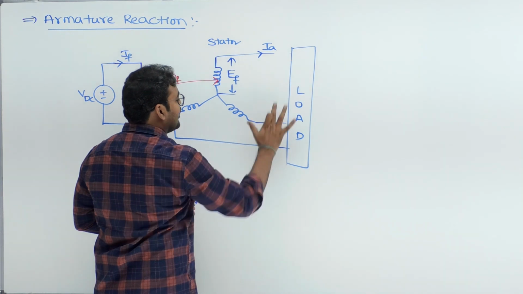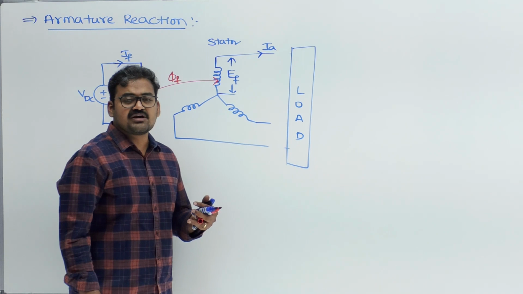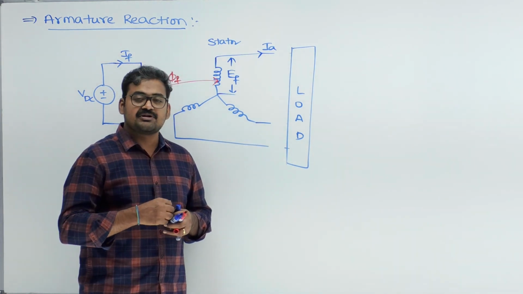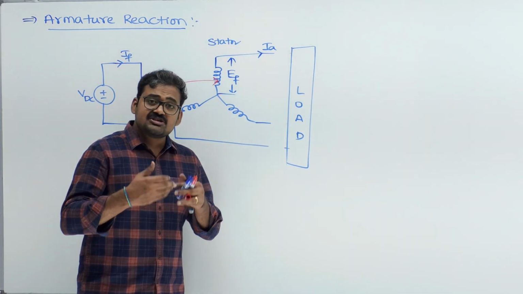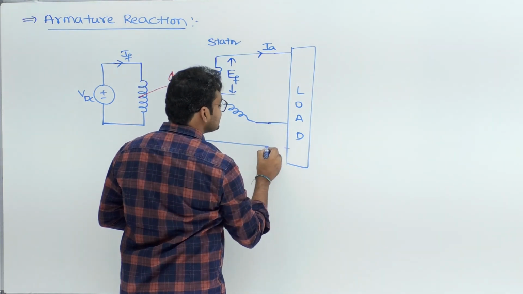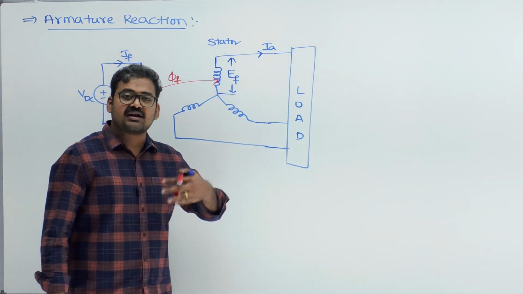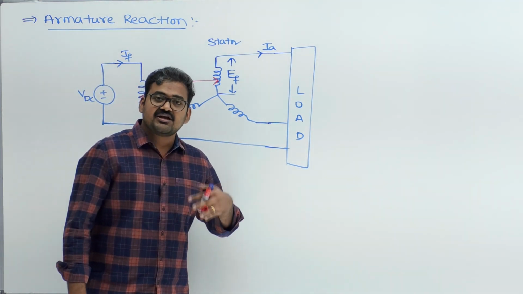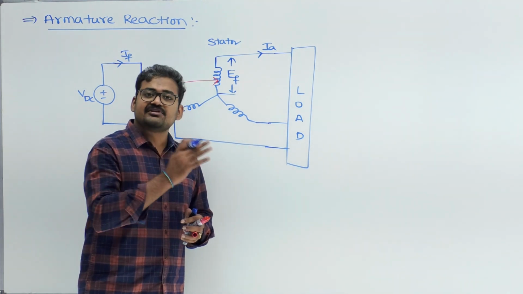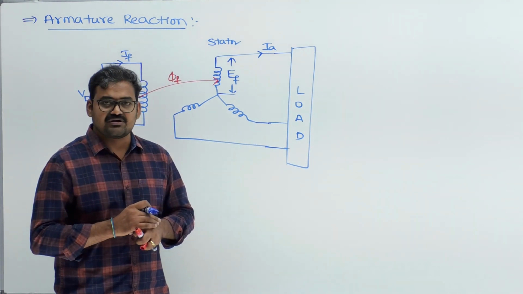Suppose the load is not connected, then what is the magnitude of armature current? Zero. If armature current is zero, there won't be any armature flux, then only main field flux will be present in the machine. But the armature reaction concept will come into picture only when load is connected to the stator part of the machine. The moment the load is connected, immediately current will be generated, and that armature current will create a flux called armature flux. The effect of that armature flux on main field flux is what we will call armature reaction.